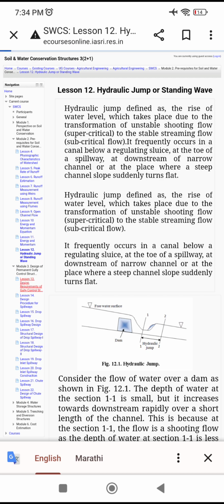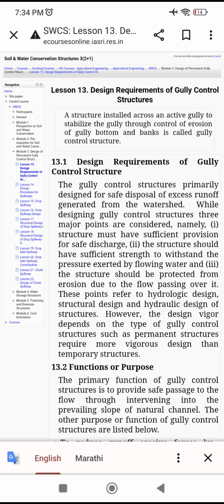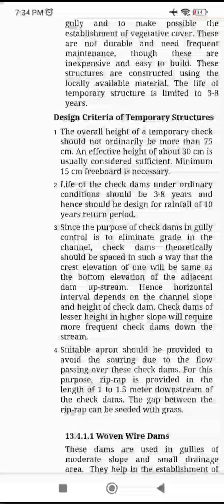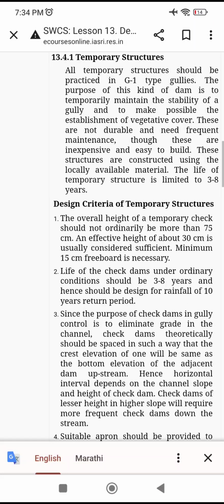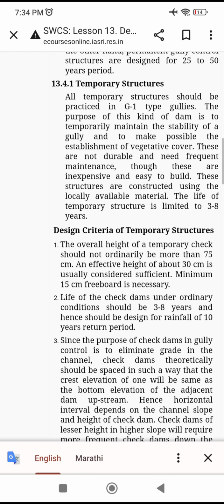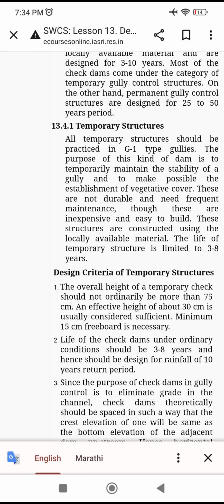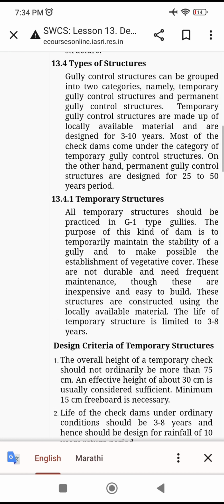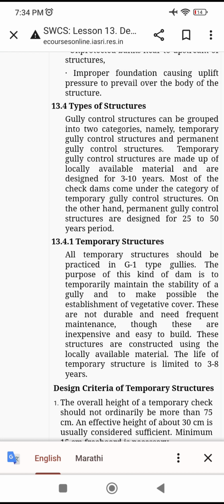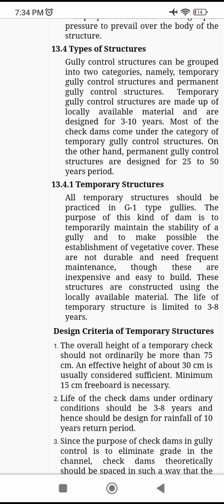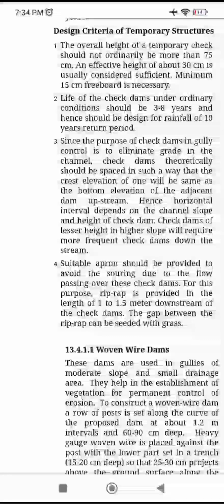Now design of permanent gully control structure. A temporary structure has a limited life of around 3 to 8 years, and all temporary structures should be practiced in G1 type gullies. If you ask about G1 type, G2 type, then you can go through the previous lecture. There I have explained what G1 and G2 are.